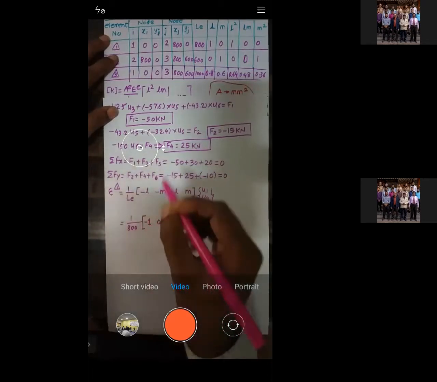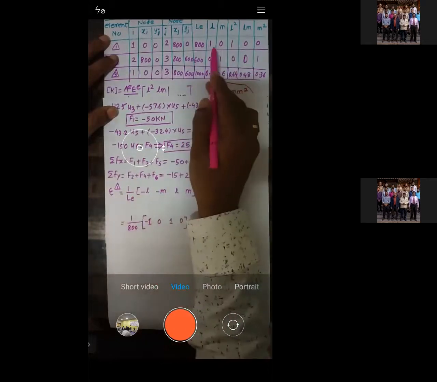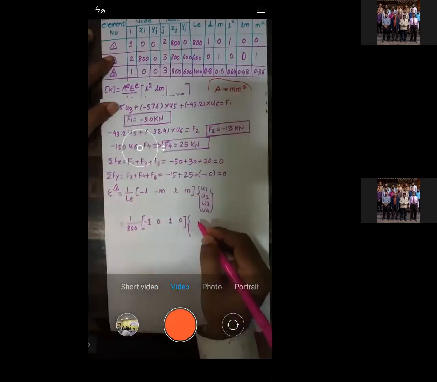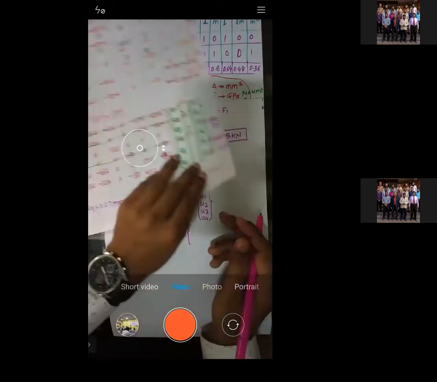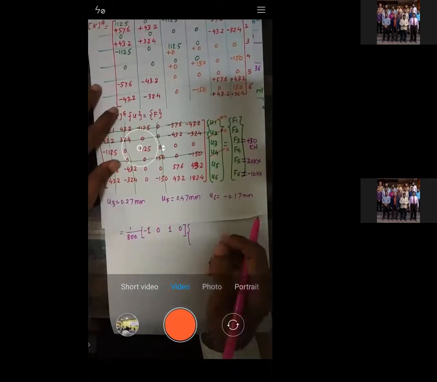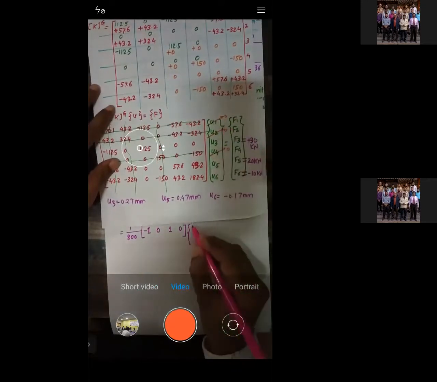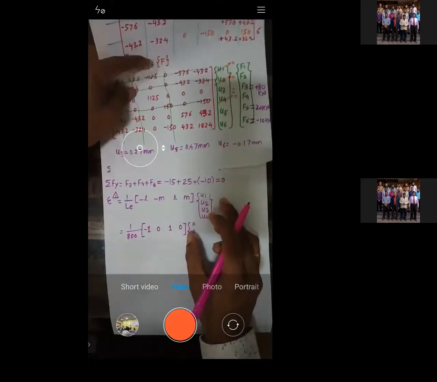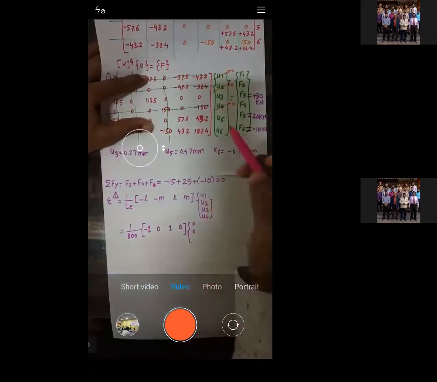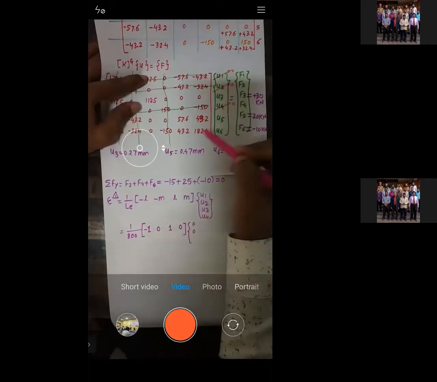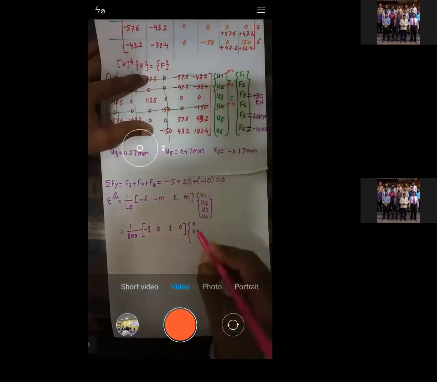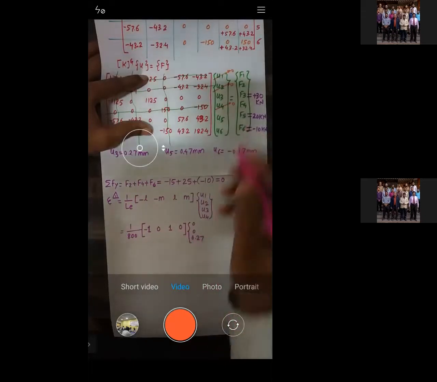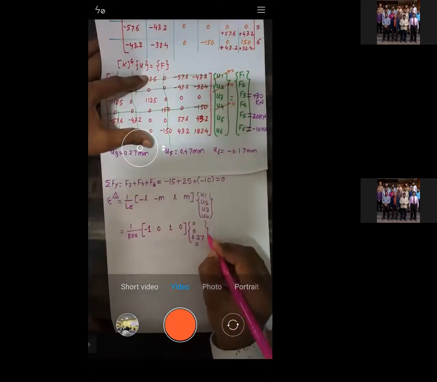I just wrote down these values from the table only for element number 1, into the displacements. What is the displacement at node 1? U1 and U2 are 0. What is U3 and U4? U3 we have calculated as 0.27, and U4 is again 0.